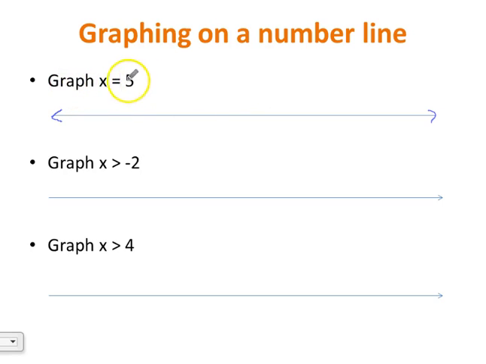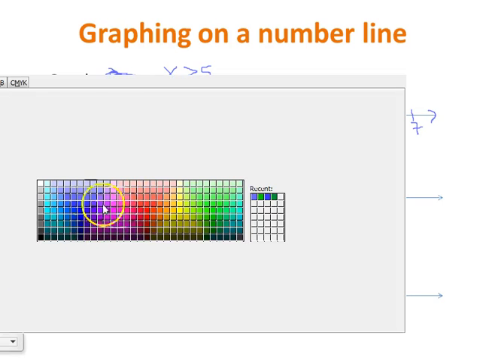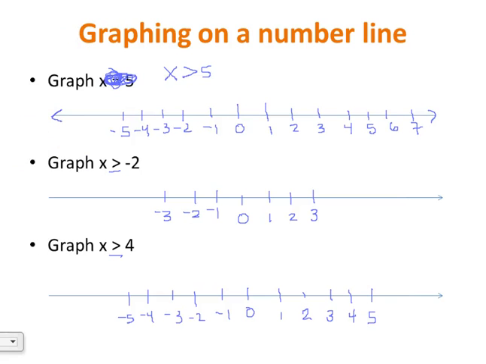All right, so we want to graph that. Let's do X is greater than 5. So X is greater than 5. The first thing we want to do is find 5 on our number line. It's positive 5. So here's 5.